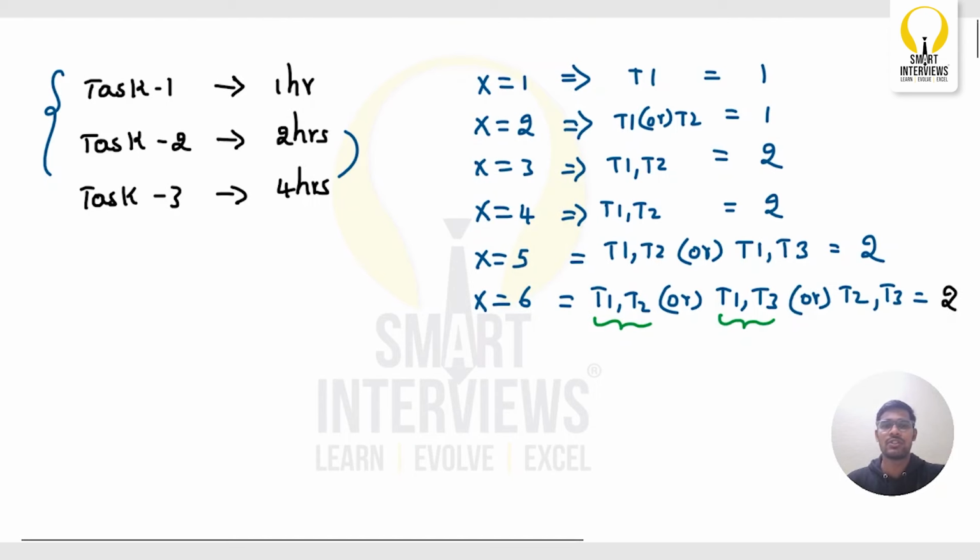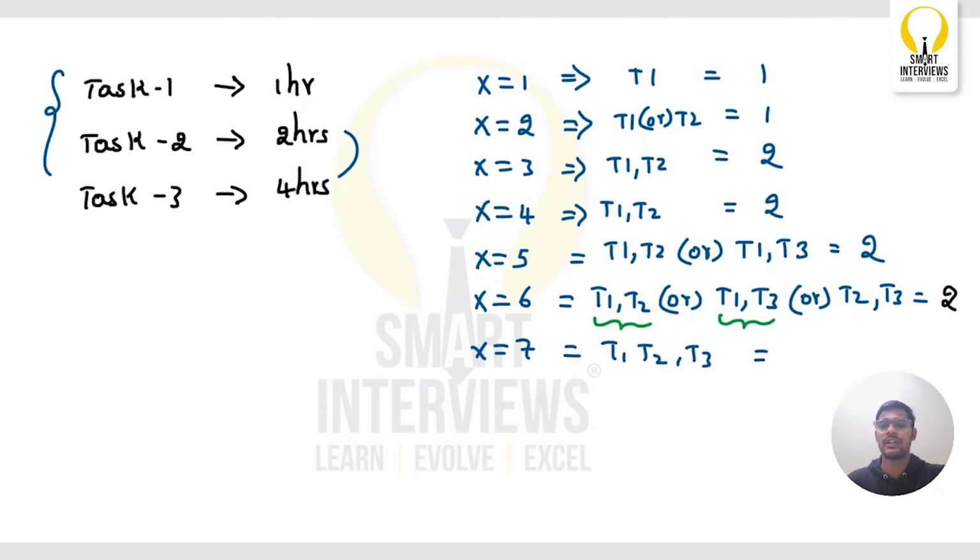When X equals 7, how many tasks can he complete? T1, T2 and T3. He can complete all 3 tasks. If he has 8 hours available, he can also complete all 3. If X equals 9, he can complete all the tasks. If X equals 10, he can complete all the tasks.